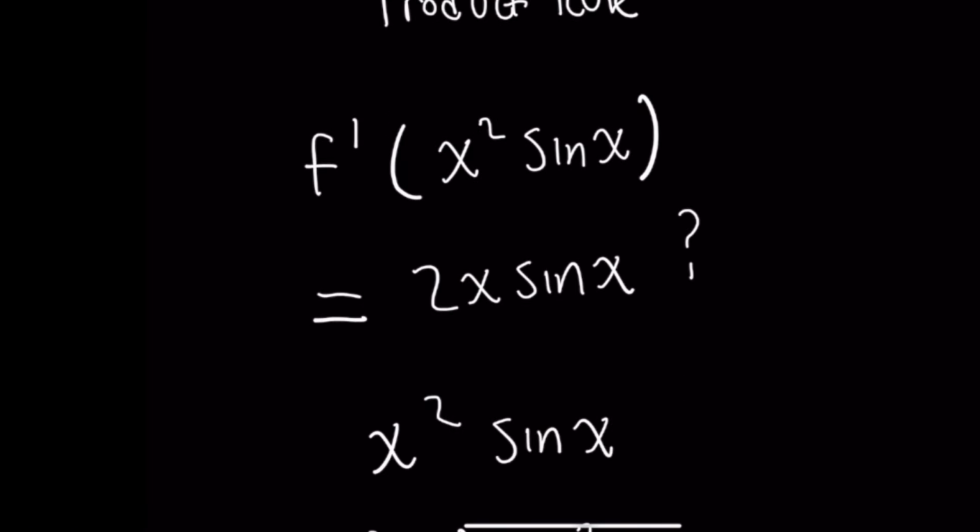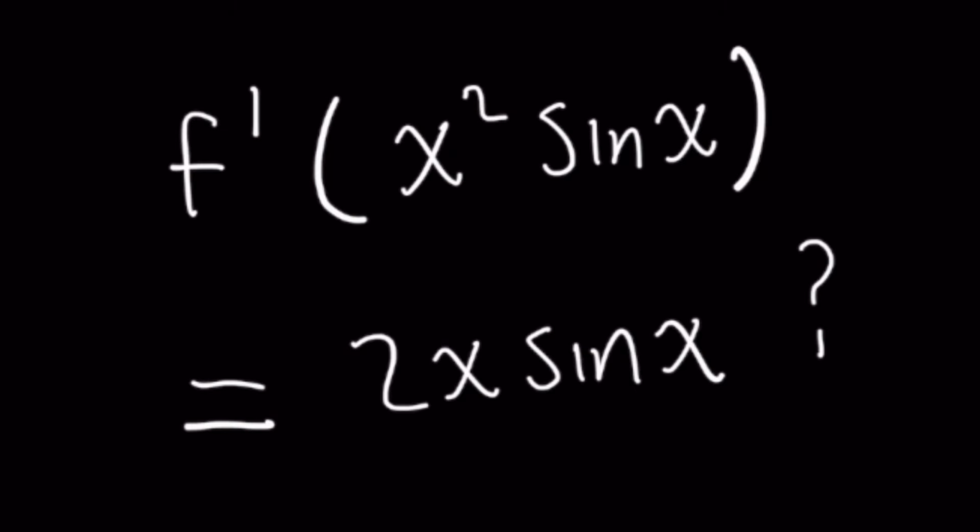For the second common mistake we see, I want you to look at this problem: x squared sine of x. I tried taking the derivative here, and I got an answer of 2x sine of x. Do you see what I did wrong? Let me know in the comments below.